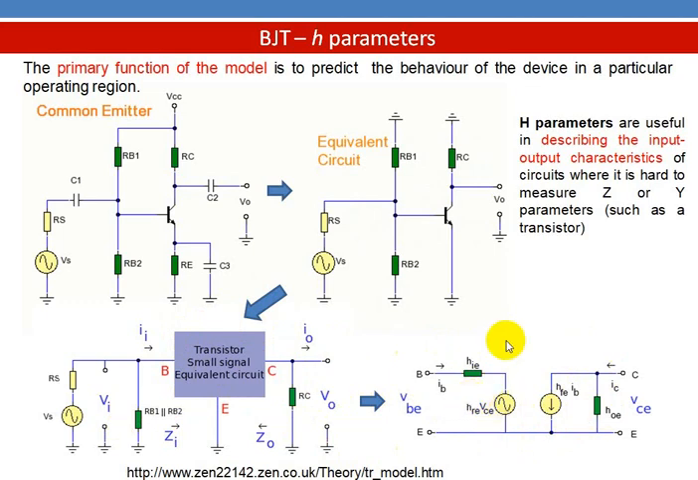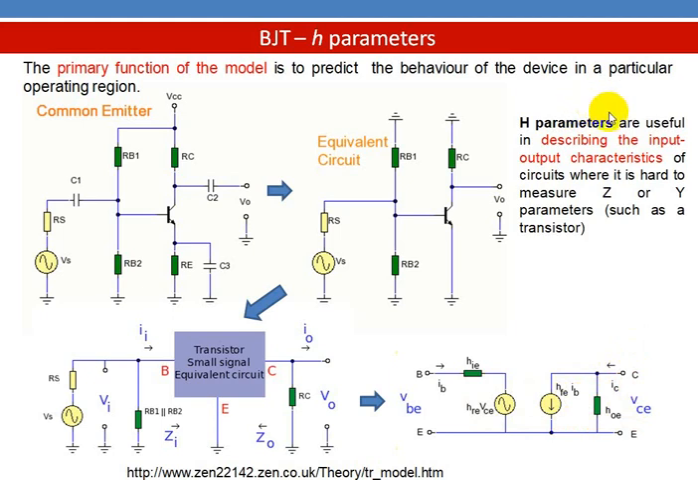Between the base and emitter terminal, that is the input side, the current is the base current IB and HIE is the H parameter, and here we have a voltage source equal to HRE into VC. At the output side, we have a resistance HOE in parallel with the current source, which is HFE into IB. And the current in this circuit is IC and the voltage is VC.